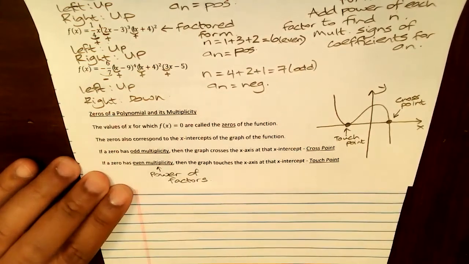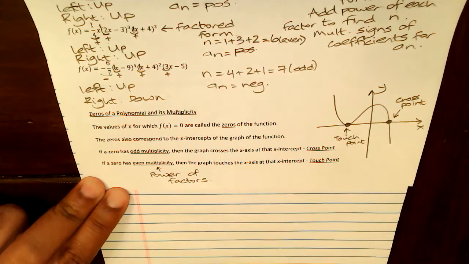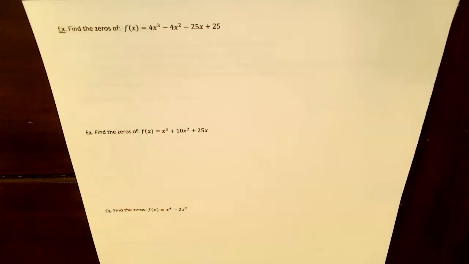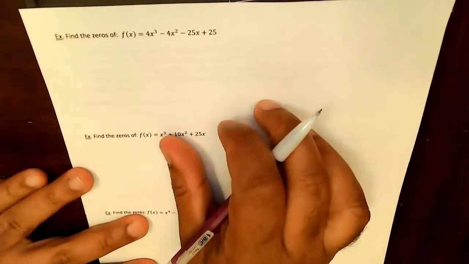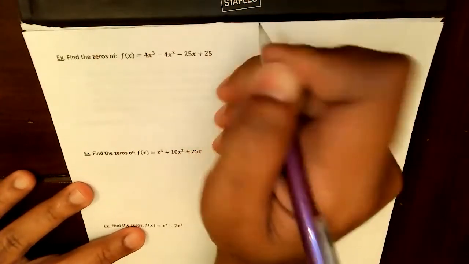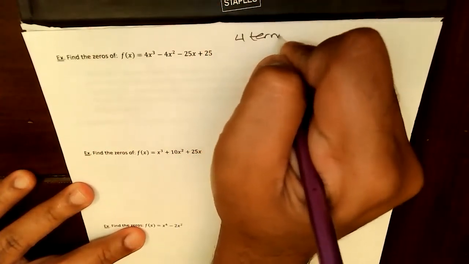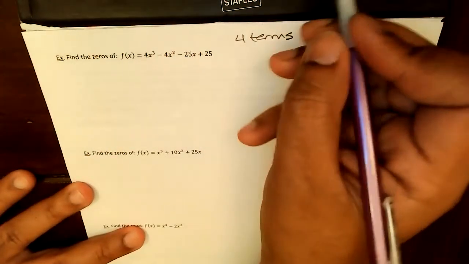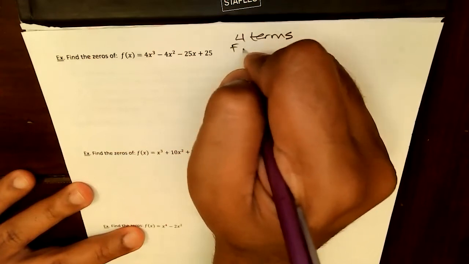So in order for us to find the zeros, we're going to have to factor our function. Let's look at some examples where we're going to need to do that. The first function we have is f of x equals 4x cubed minus 4x squared minus 25x plus 25. This function has 4 terms, and we're interested in finding the zeros. So when we have a function with 4 terms, we're going to factor by using something called factor by grouping.